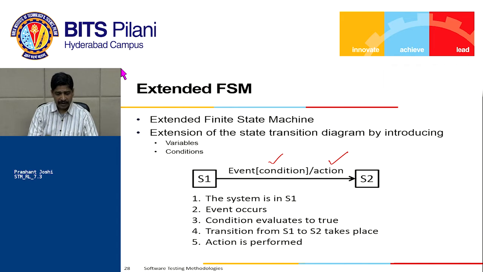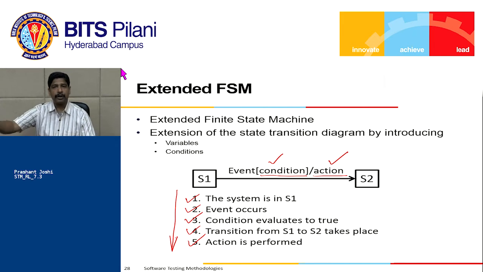So what we have here is an EFSM, and it does this job of providing a condition and an action between states. So the way we start is this. The system is in S1, an event occurs, the condition evaluates to true. So we have a condition that evaluates to true. So that's the third step. Transition from S1 to S2 takes place and the action is performed. So these are the steps that are followed for a particular state machine, extended finite state machine.